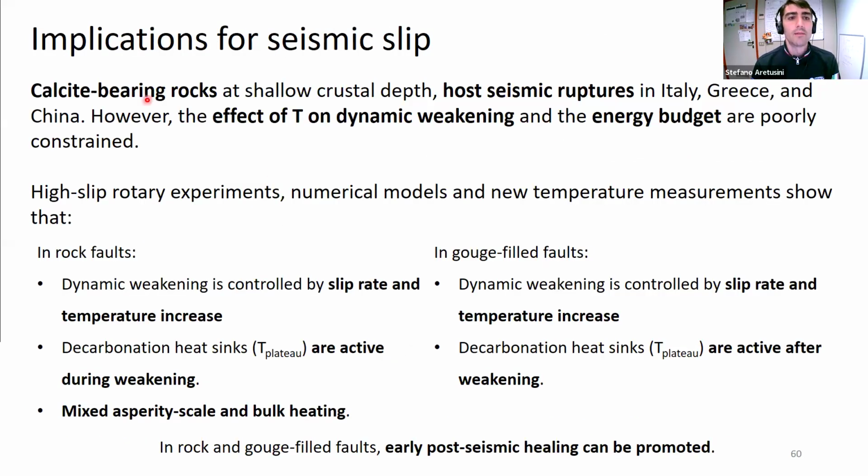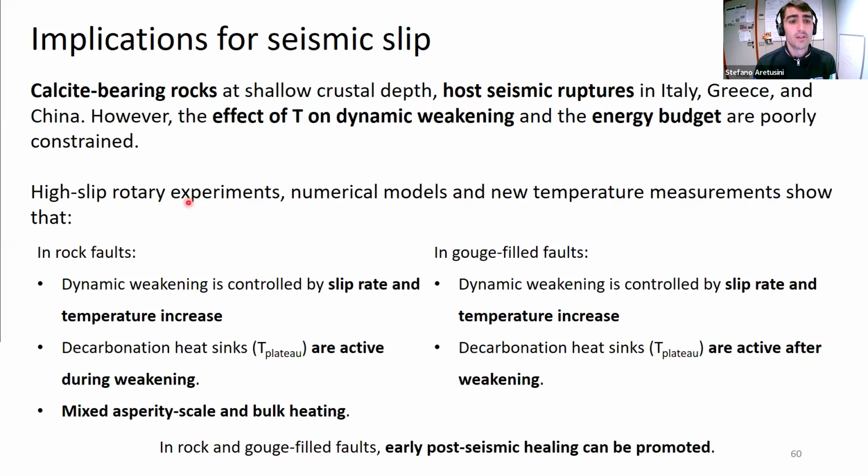So to summarize the implications here, we've seen how calcite-bearing rocks are widespread across depth and can host seismic ruptures in many places worldwide, among which Italy, Greece, and China. But despite their occurrence, very little is known about the direct effect of temperature on dynamic weakening and on how the energy budget is constrained.